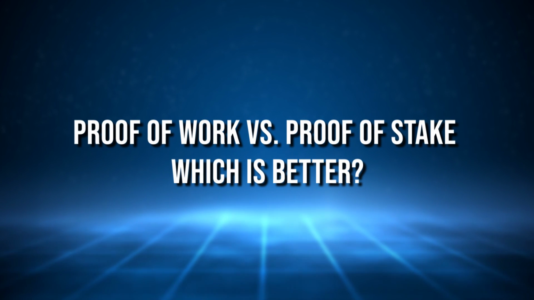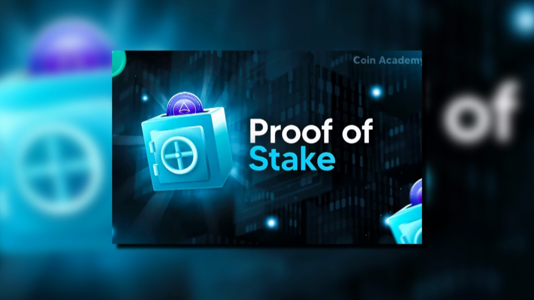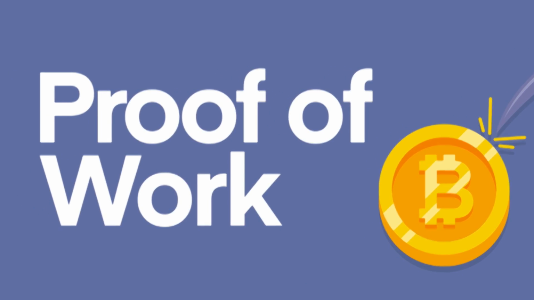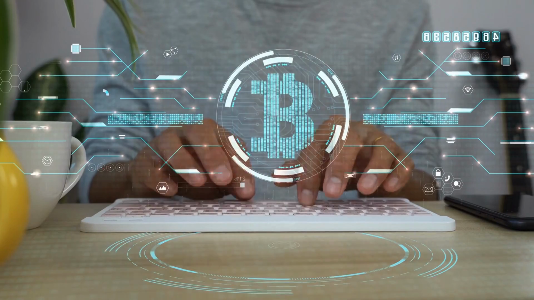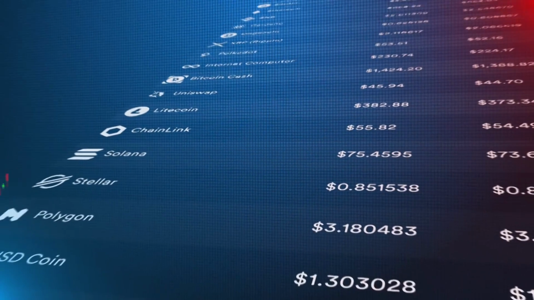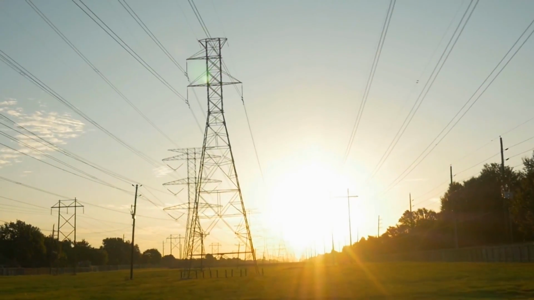Proof of work versus proof of stake, which is better? The general consensus nowadays is that proof of stake is a better consensus mechanism than proof of work. That's true for a few reasons. First, proof of work systems like Bitcoin consume massive amounts of energy. They've faced widespread criticism for this and may struggle with mainstream adoption because of the excess demand they place on power grids across the planet.